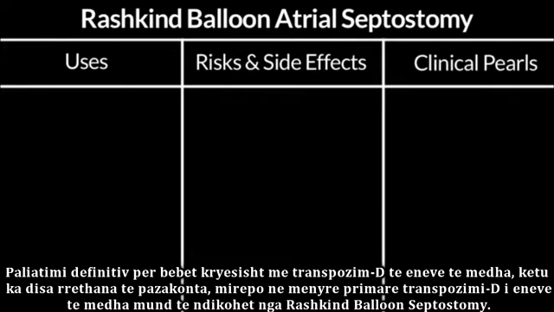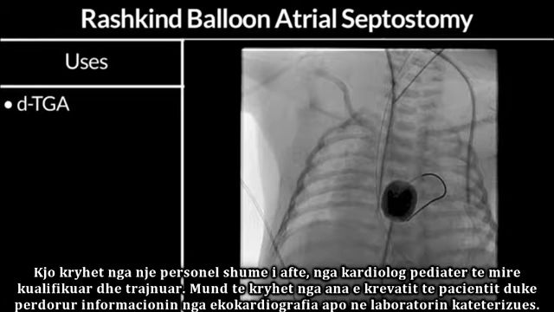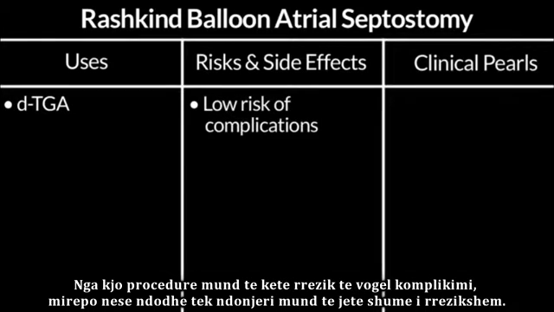Definitive palliation for babies mostly with d-transposition of the great vessels. There are a few other unusual circumstances, but primarily d-transposition of the great vessels is really effected by Rashkind balloon septostomy. It's performed by skilled personnel, generally well-trained pediatric cardiologists. It can be done at the bedside using echocardiographic guidance or in the cath lab. There's a relatively low risk of complications with this procedure, but the ones that do occur can be very serious.